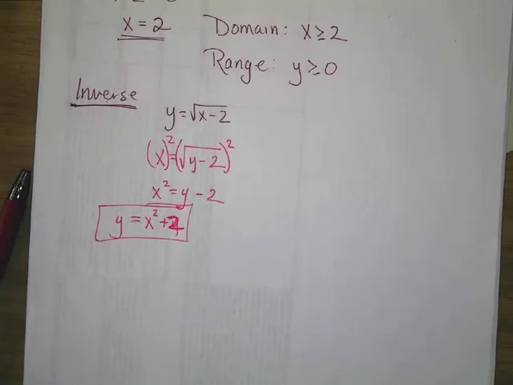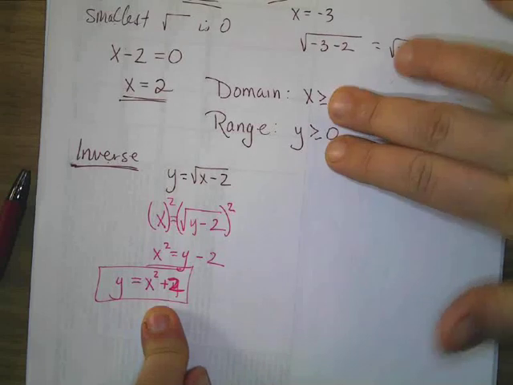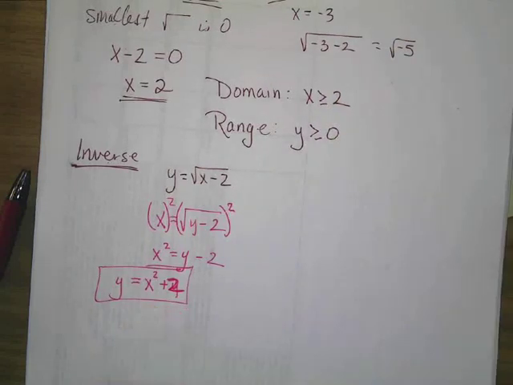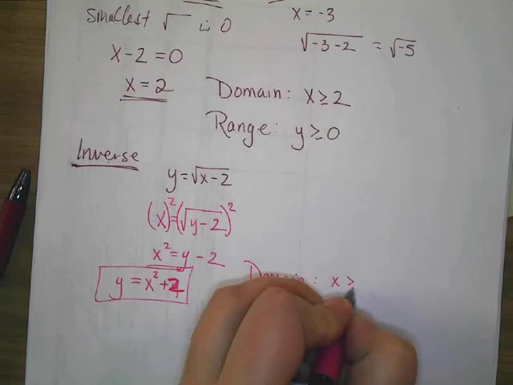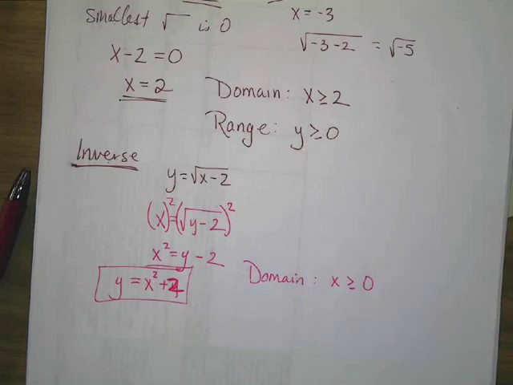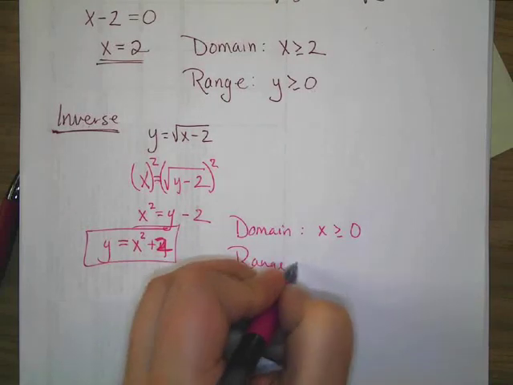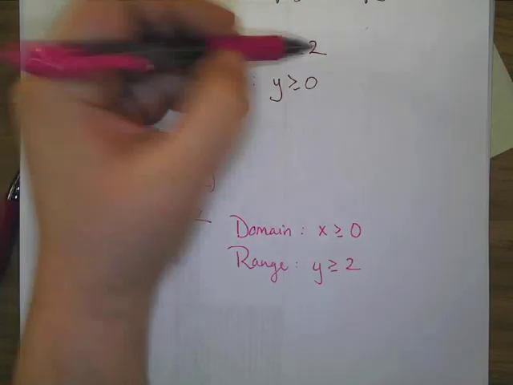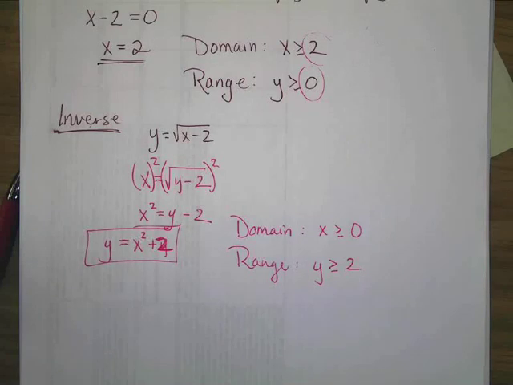Now the cool thing about this is because we just found the inverse, guess what happens to the domain and range of this? They switch. It's the same as this, but reversed. So the domain for your inverse is x is greater than or equal to 0. The range is y is greater than or equal to 2. So these numbers right here are what flip. We switch x's and y's, so it makes sense that your domain and your range also flip.